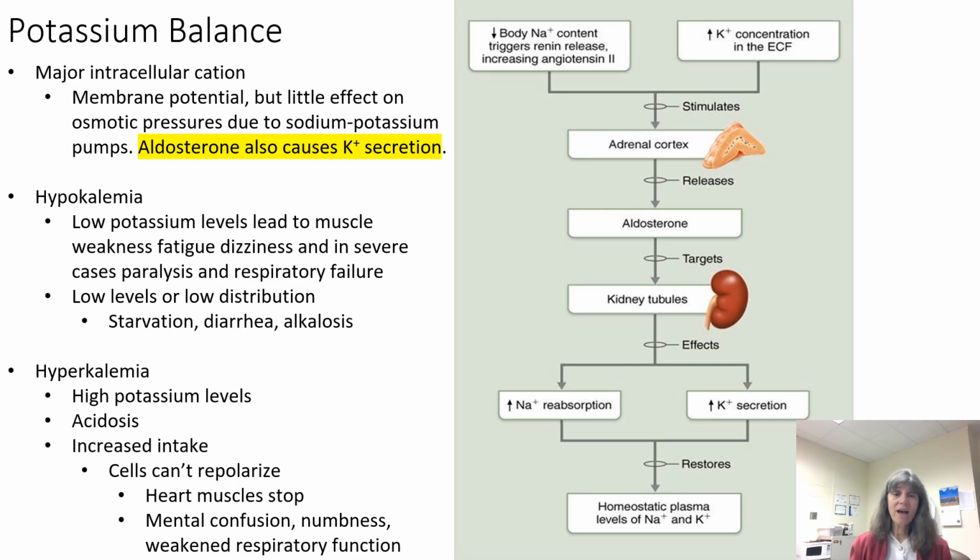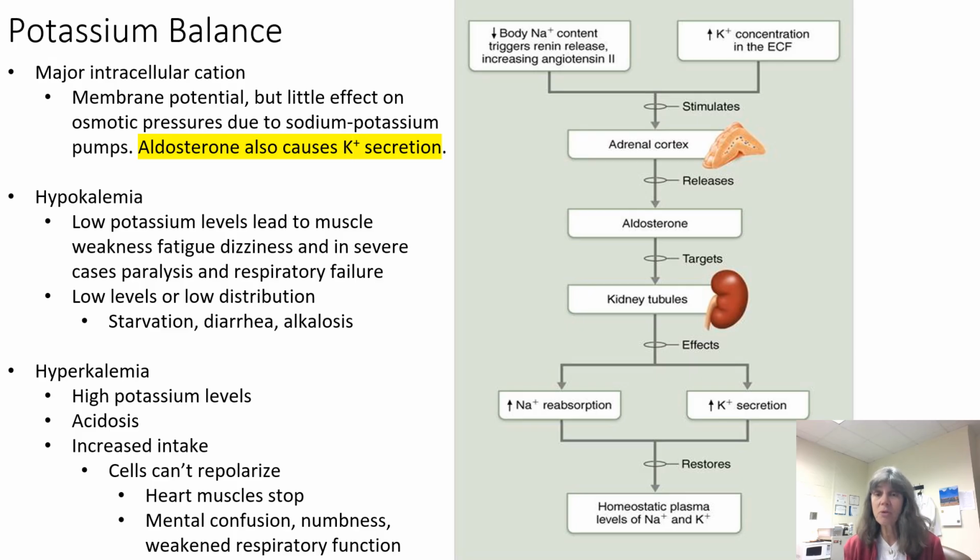And when we have hyperkalemia, that means that cells can't repolarize. That can cause the heart muscle to stop contracting. It can also lead to things like mental confusion, numbness, weakened respiratory function. So on the right side of this picture, you can see if there's increased potassium concentration in extracellular fluid. Remember, it should be on the inside of the cells, not the outside.